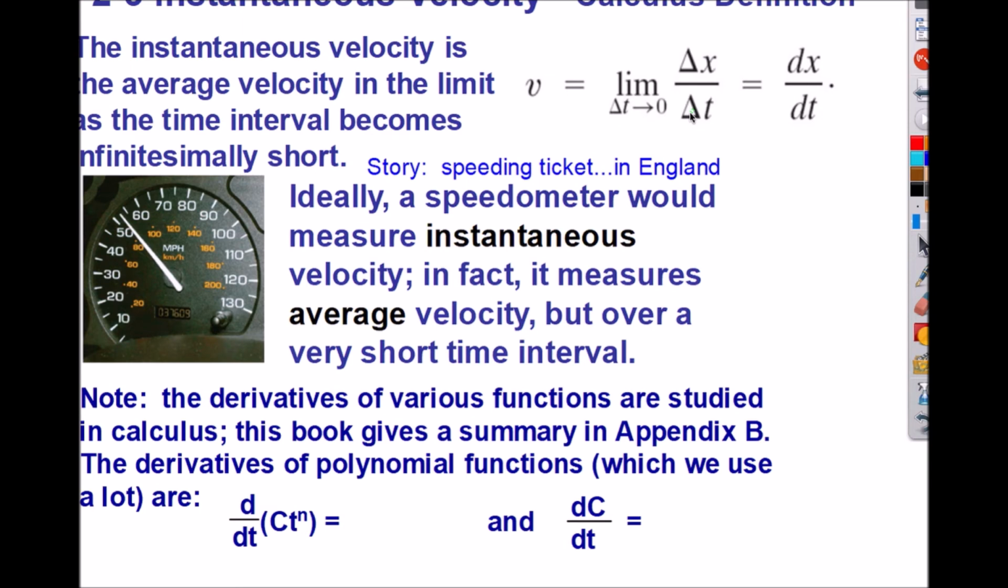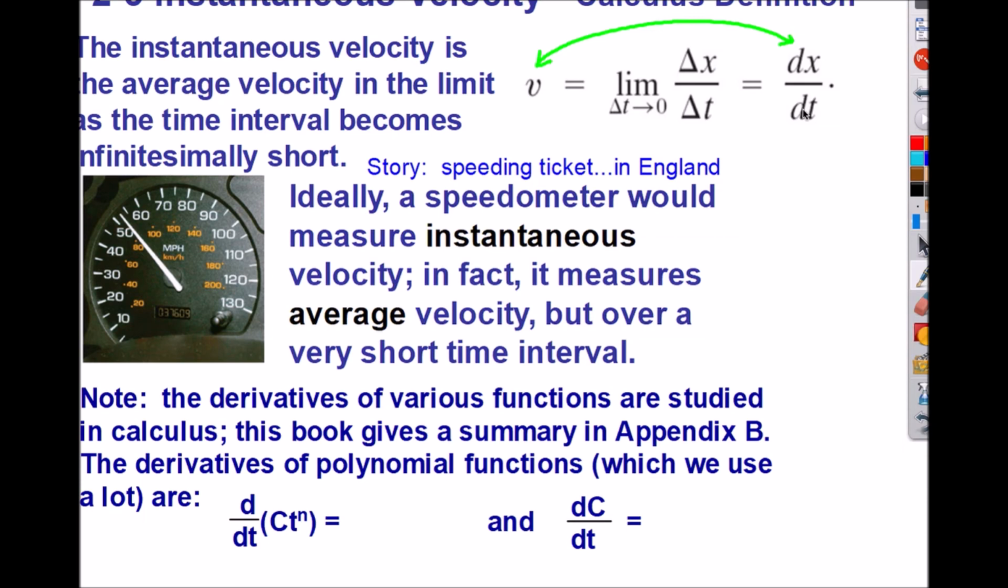If you've been through calculus, you've certainly seen this quite a bit, so much so that we probably have not continued to write the limit as delta t approaches 0, or the ratio of delta x over delta t. You probably have gone right to instantaneous velocity is equal to dx/dt, which just means the time rate of change in position, and that's an instantaneous value as opposed to an average value. Okay, and again, that notation can be a little bit confusing.